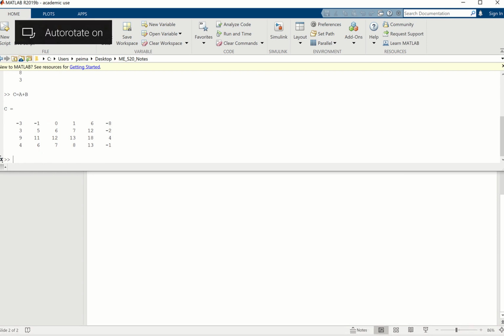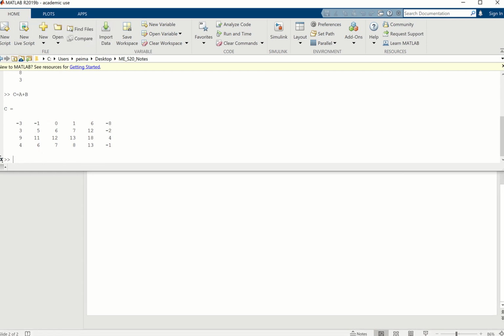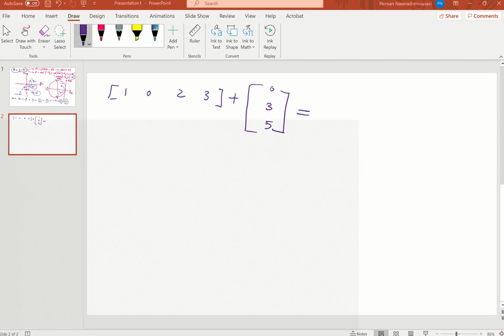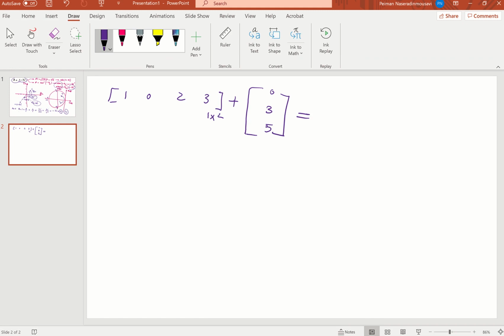Now, if I do another example, this has 4 columns, this is 1 by 4. And this is 3 by 1. So what do we expect? You have to expect a matrix of 4 columns and 3 rows, with 3 rows per column.